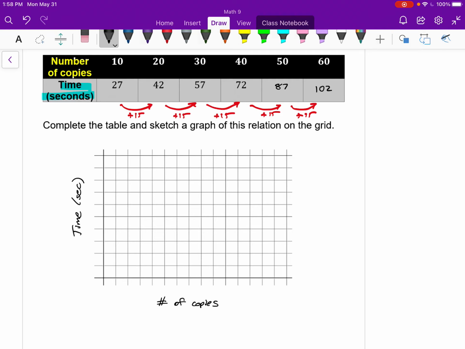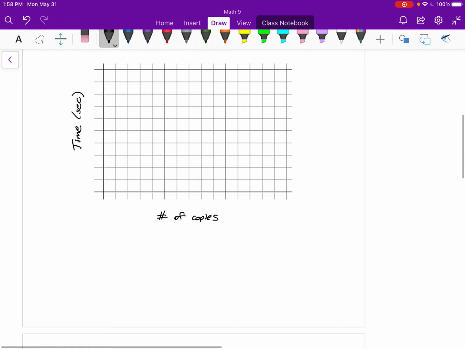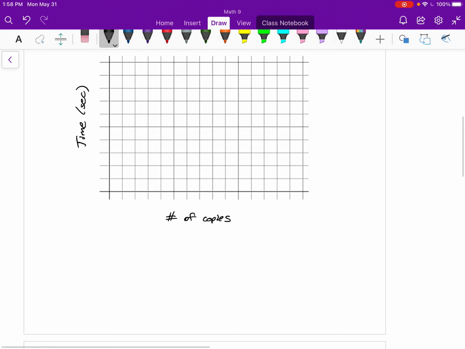So let's look at number of copies first. 10, 20, 30, 40, 50, 60. Instead of starting at 10, I want to start at 0, because 0 is a good number to start at. And then looking at my scale here, if I go 10, 20, 30, 40, 50, 60, yeah, that uses the space quite well. So I'll set it up like that.